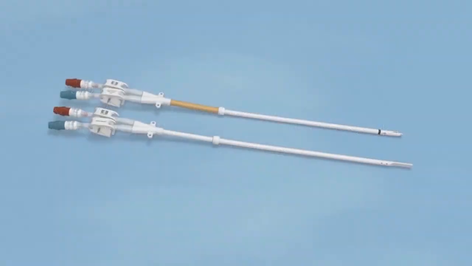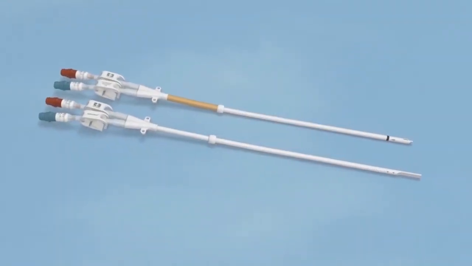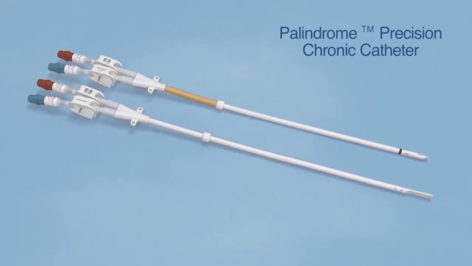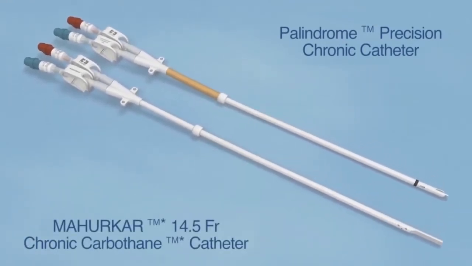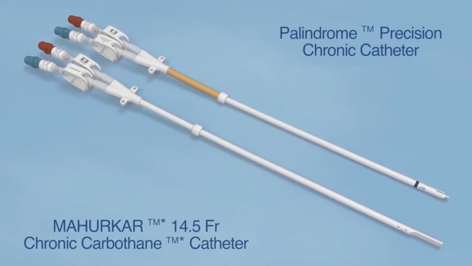This video will demonstrate the step-by-step insertion of the Palindrome Precision Chronic Catheter and the MAHURKAR 14.5 French Chronic Carbothane Catheter via the right internal jugular vein. The Palindrome Precision Chronic Catheter will be used for the purpose of this instructional video.